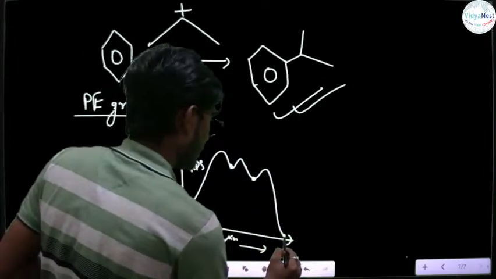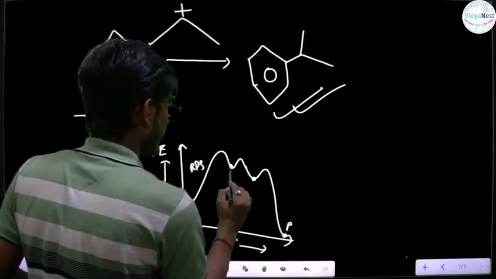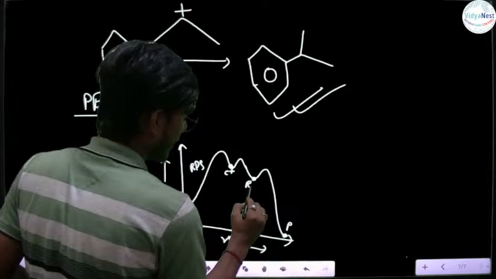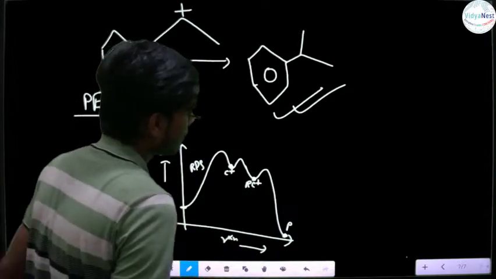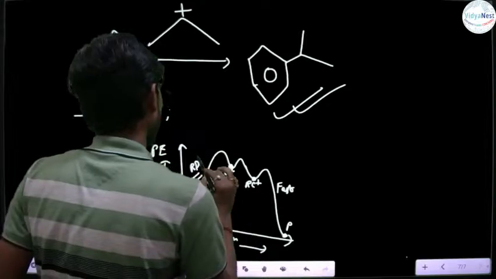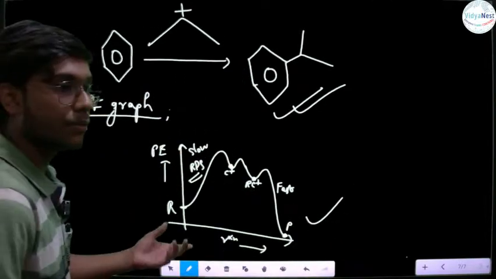This is the fast step. So this is the final product. This is the product. This is the reactant. This is the carbocation, the first carbocation. This is the rearranged carbocation, so I'm writing RC plus. Okay, and this is the fast step. This was the RDS, or the slow step. This is the correct graph over here for the potential energy diagram.